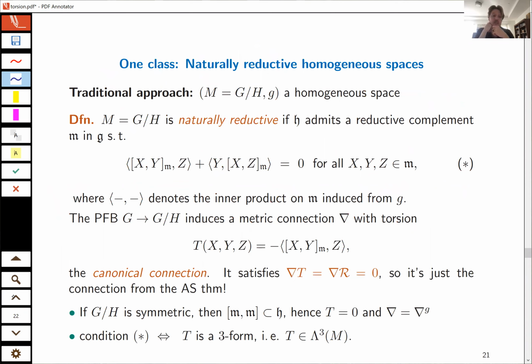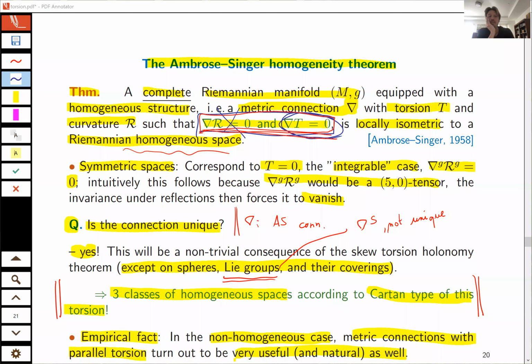Maybe I think I had another question, or no, maybe not this one. Which slide was it? I think one more, maybe back. Oh no. Okay. Right. So this uniqueness question: unique except for spheres, Lie groups, and their coverings. So in particular, also not for projective spaces.